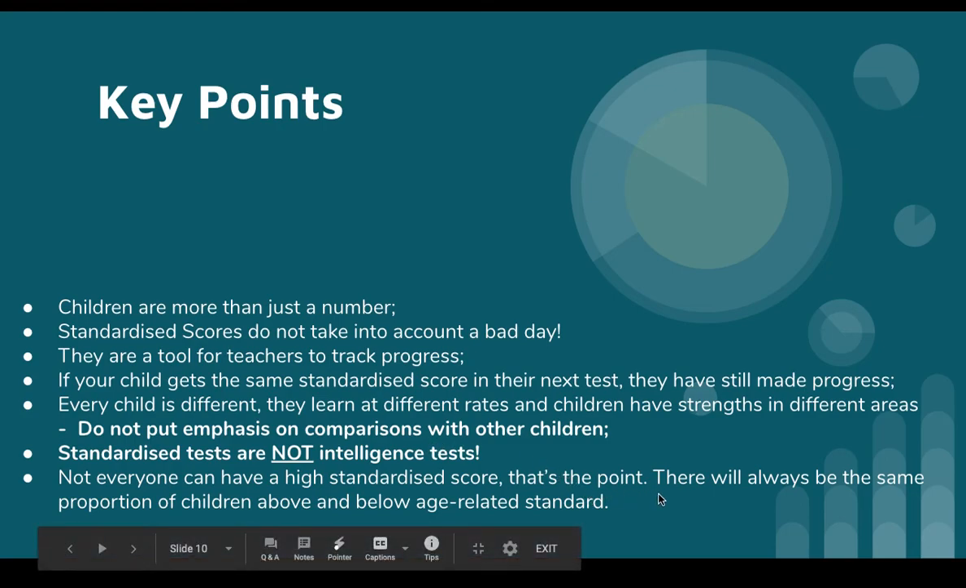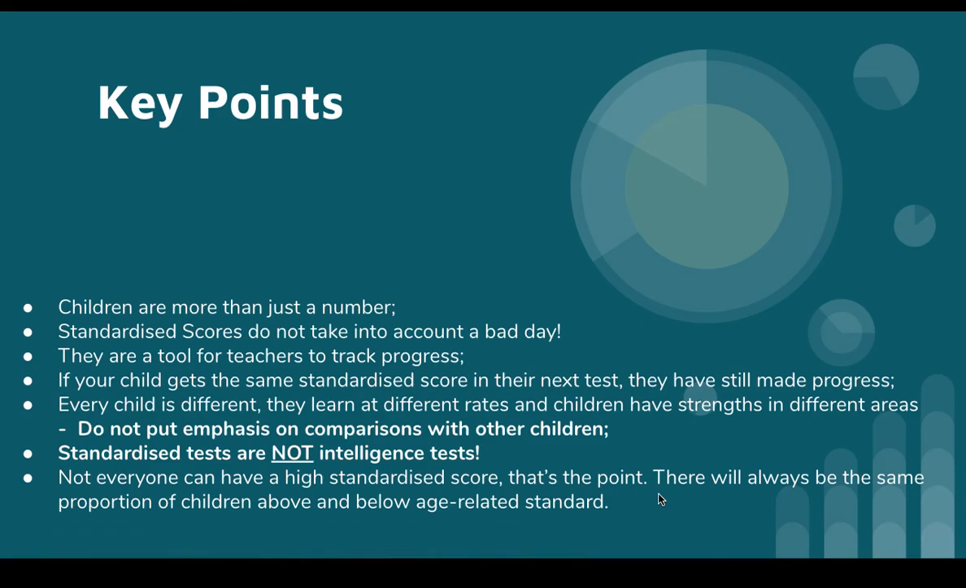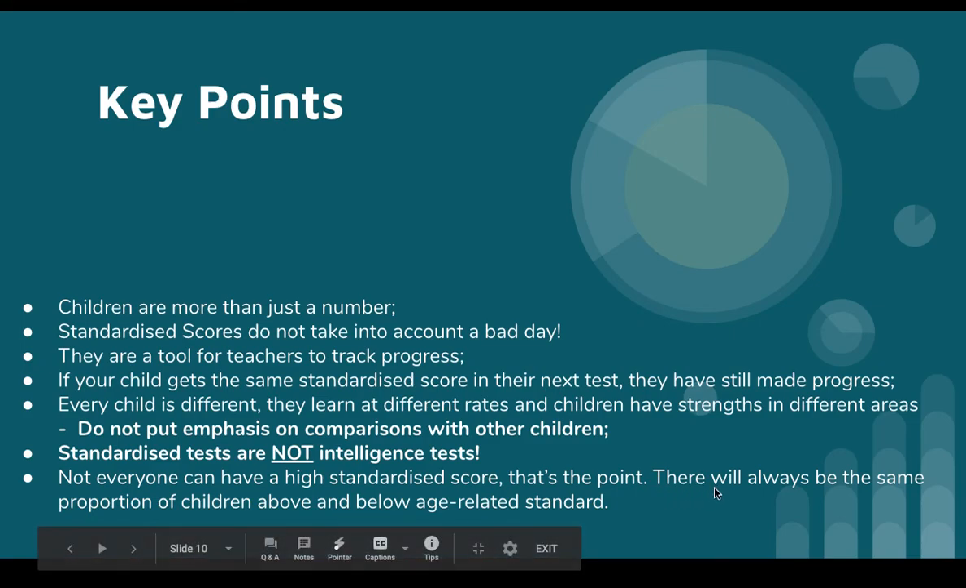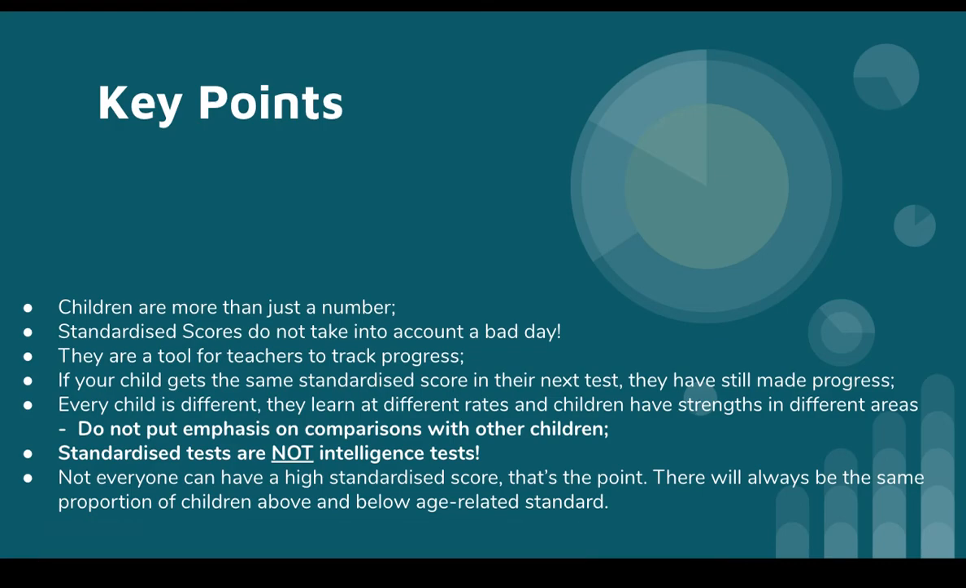Also, not everyone can have a high standardised score, and that's the point. If everyone had a high standardised score, the bell curve wouldn't exist. It wouldn't be the shape it is. There is always the same proportion of children working above age-related standard as there is below. So it's completely normal for children to be at either end of the spectrum, and also for the majority to be in the middle.